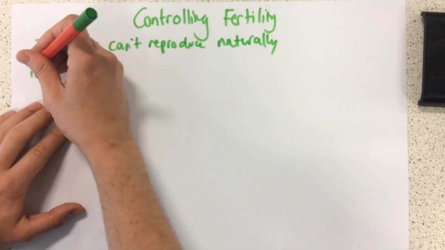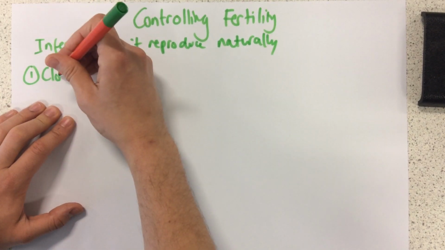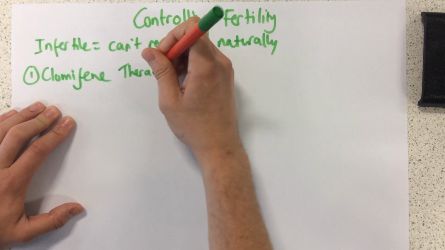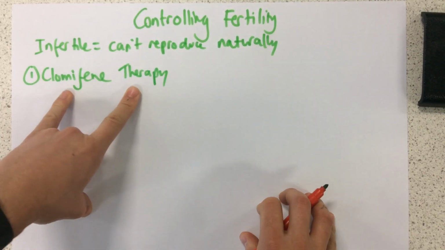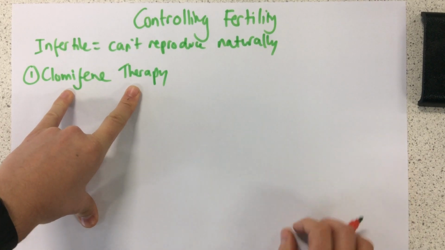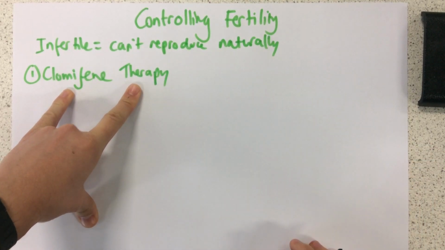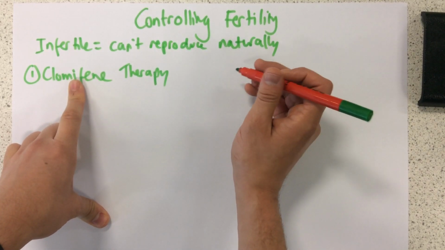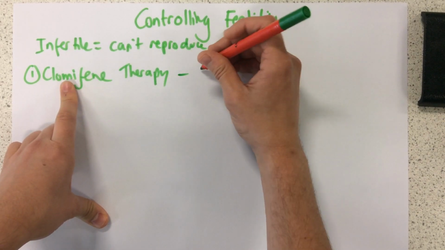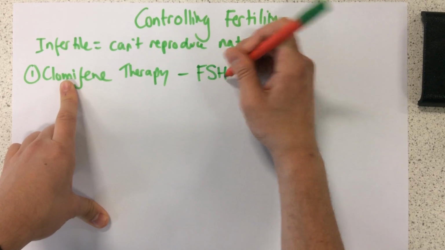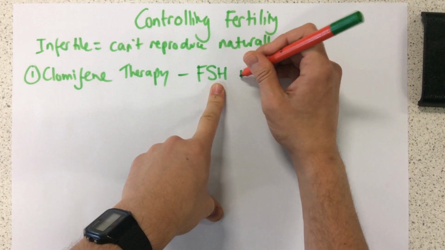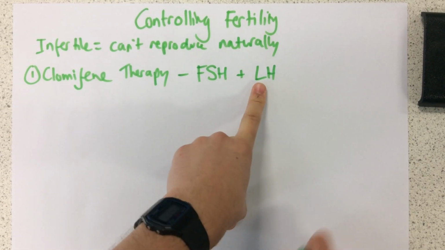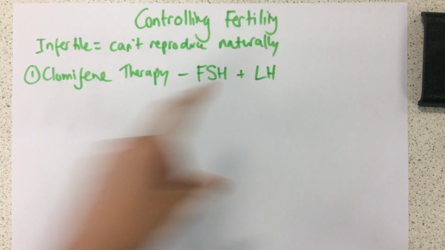So the first one that we're going to learn about is Clomiphene Therapy. Some women don't ovulate, so they don't release their eggs naturally. As a result, this drug called Clomiphene can cause the body to release these two hormones, FSH and LH. This stands for follicle stimulating hormone, and this stands for luteinizing hormone.